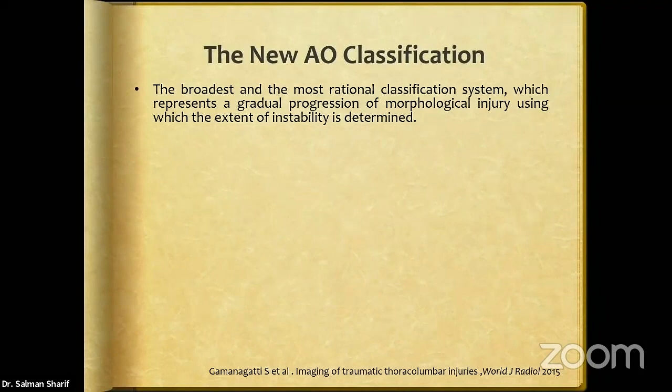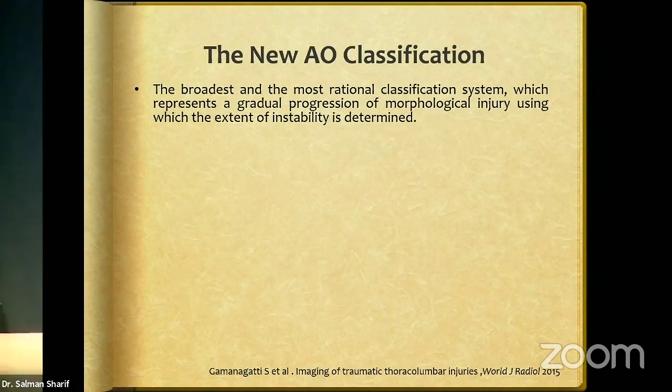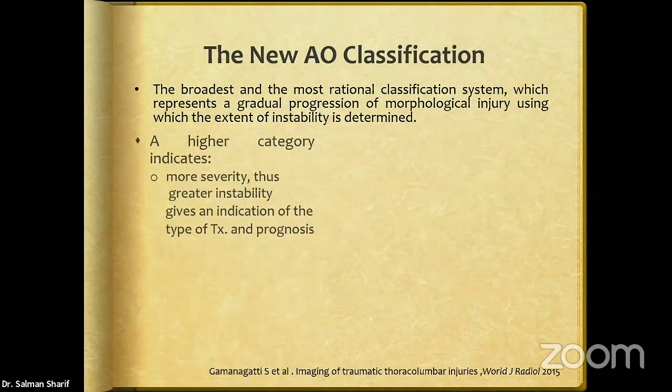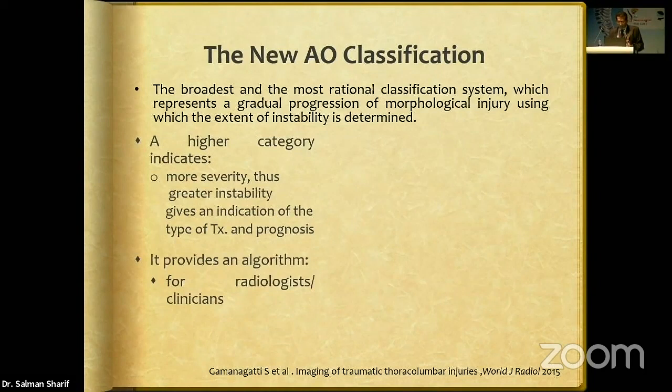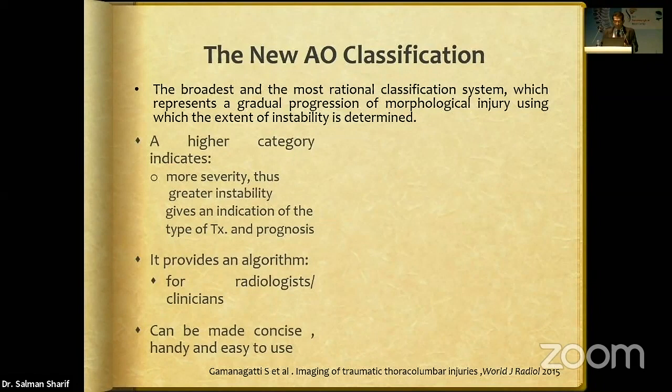The new classification broadens the most rational classification, which represents a gradual progression of morphologic injury, using which the extent of instability is determined. A higher category indicates more severity, thus greater instability gives an indication for type of treatment and prognosis. It provides an algorithm for radiologists and clinicians, and can be made concise, handy, and easy to use.